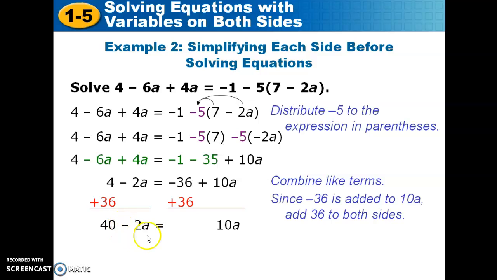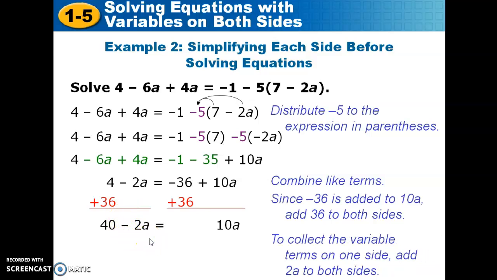Okay, so what that means is I need to bring this negative 2a over to the right side. So the inverse of negative 2a is positive, or plus, 2a. So I'm going to add 2a to both sides. And I get 40 equals 12a. Still not done. I got my very last and final step, step 5.